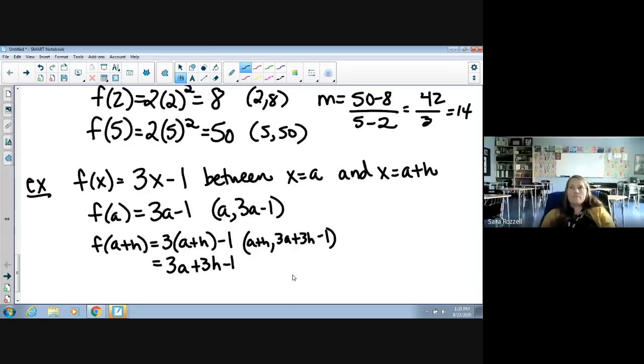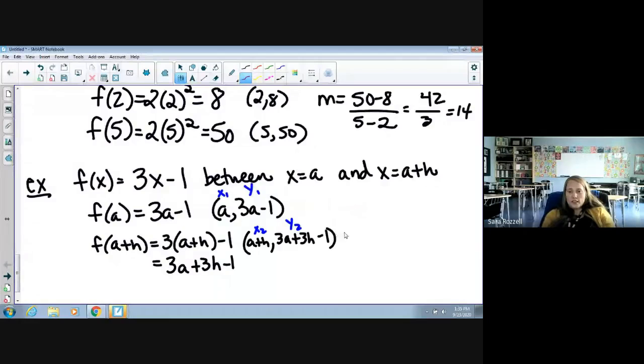Okay. Now we have xy and xy. We're thinking about our slope. Remember, this is x1, y1, x2, y2. So let's just go ahead and plug it into our slope formula. Y'all ready to be done?